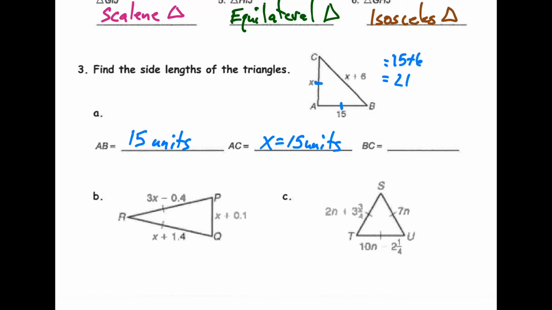And I shouldn't put X there because X is already in the problem. So BC is going to be 21 units. All right, part B, getting a little bit tougher there, but we can do our equation.